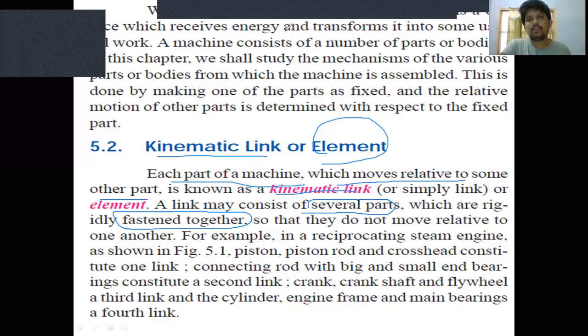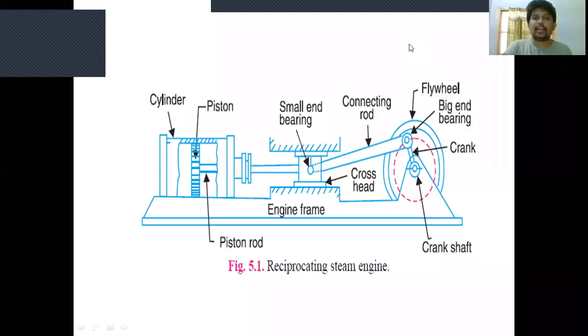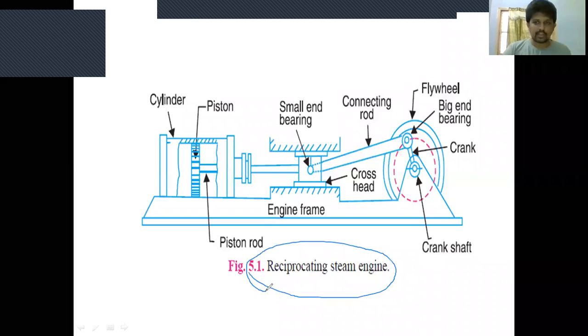Now we'll see an example. Kinematic link, we also define it as an element. We see a simple basic example to define a link, right? Here you have a reciprocating steam engine. In this, we have different types of links. Let me explain. The basic parts of this reciprocating steam engine are the crank, the connecting rod, the cross head, and some piston arrangement.